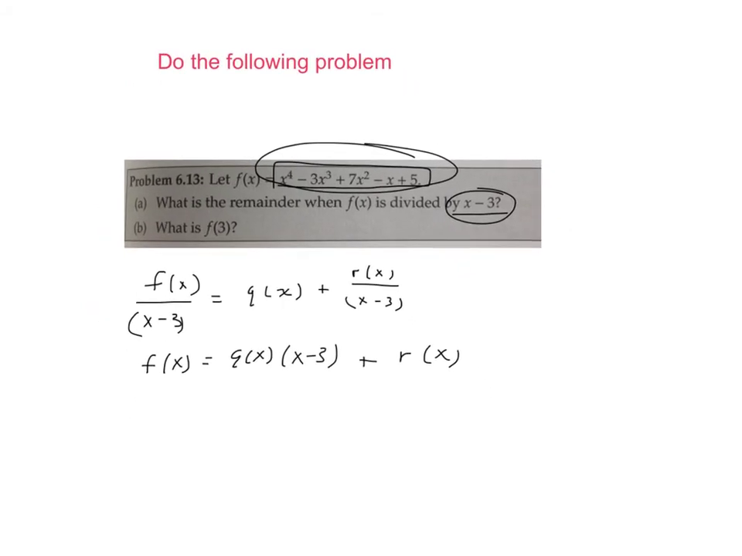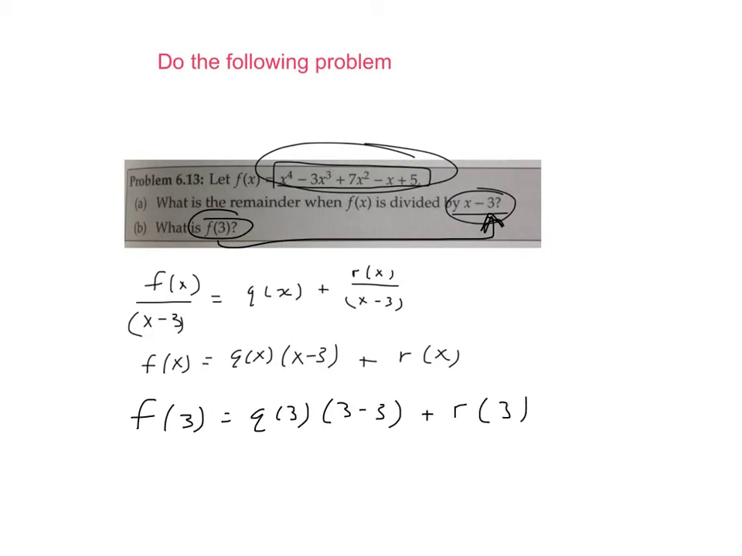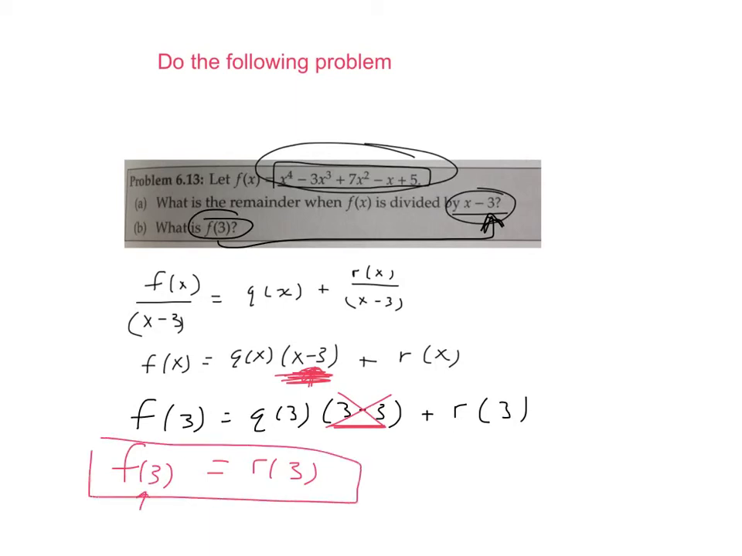So what's interesting here is that when I evaluate f of 3, now I'm choosing 3 because that's what I divided by, I'm going to get q of 3 times 3 minus 3 plus r of 3. And because I'm choosing the same x value as my factor, this will always go to 0. So this is always going to simply equal r of 3, which means my function evaluated at 3 is the remainder when I divide by x minus 3. This is an interesting result. Let's look at this again.